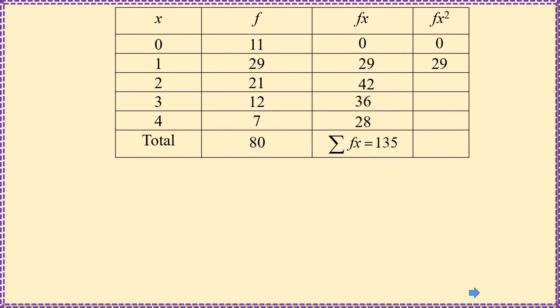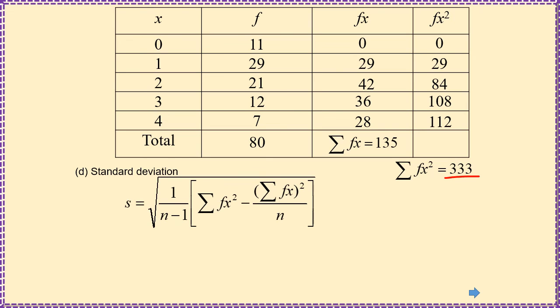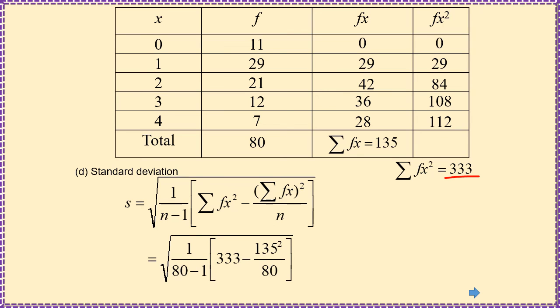Okay, so for questions D and E, we need to find out the fx square first, to get the total of fx square. From the total of fx square, we get 333. Okay, so substitute all the values into the formula of standard deviation, 1 over n minus 1, which is 80 minus 1, and then the summation of fx square, which is 333, and then fx is equal to 135, squared, divided by 80. So we get the standard deviation equal to 1.15. And then the variance, E, will be the square of the standard deviation, which is 1.15 squared, equal to 1.33.